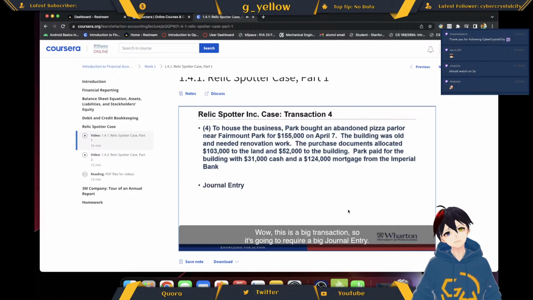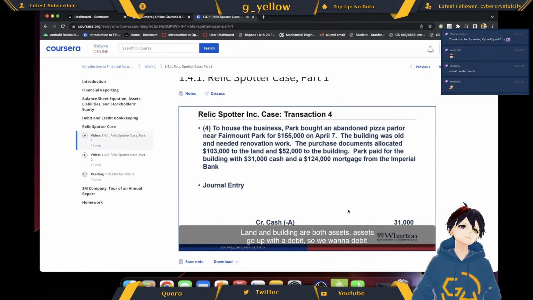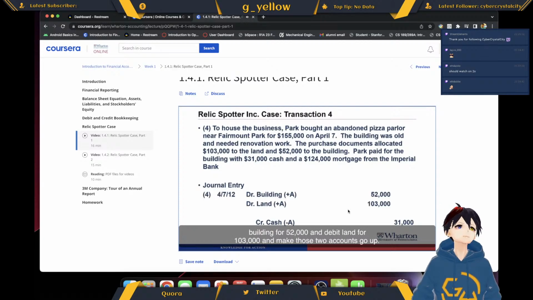Wow, this is a big transaction, so it's going to require a big journal entry. I always like to start with cash if we can. We paid $31,000 of cash. Cash is an asset. Assets go down with a credit, so we credit cash for $31,000. We acquired land and building. Land and building are both assets. Assets go up with a debit, so we want to debit building for $52,000 and debit land for $103,000 to make those two accounts go up.